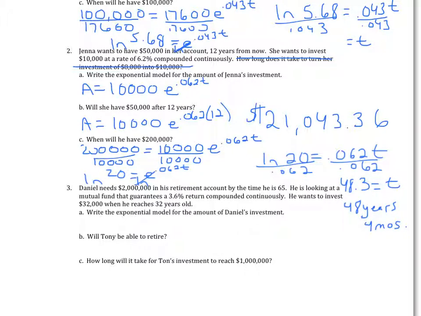We're going to do some fixes on number 3. We'll make this Daniel: will Daniel be able to retire? And then on letter C, how long will it take for Daniel's investment to reach $1 million? So I want to make sure you're talking about the same person. So go ahead and do that one for homework tonight.